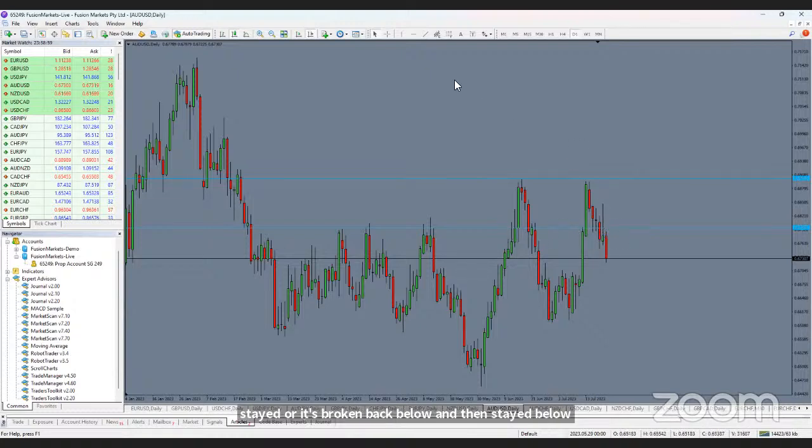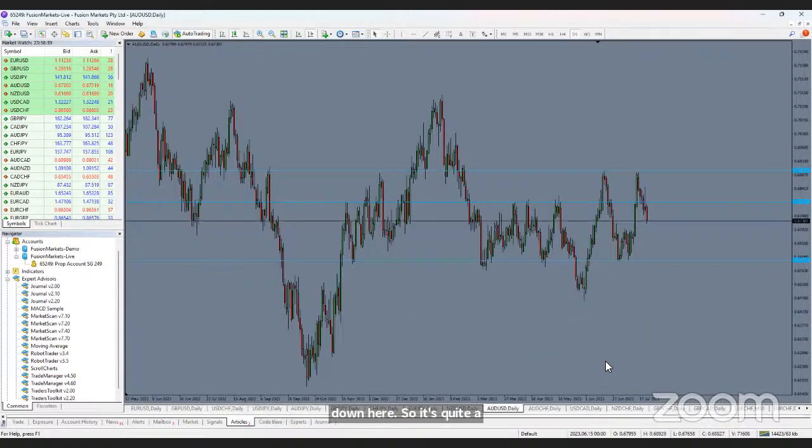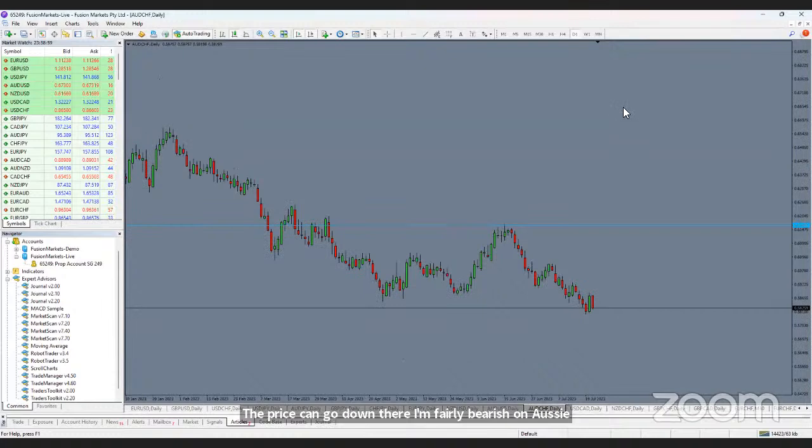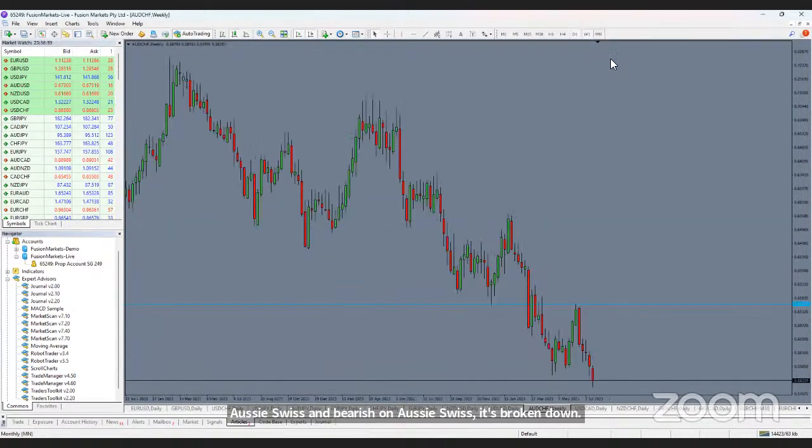The next strong horizontal level is down at these lows down here, so there's quite a way that price can go down there. I'm fairly bearish on Aussie. Aussie Swiss, I'm bearish on Aussie Swiss. It's broken down. Look where price currently is.